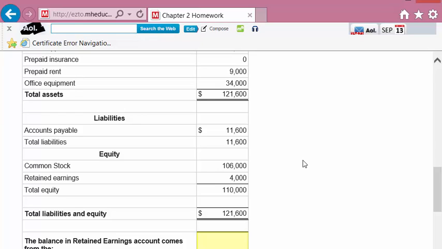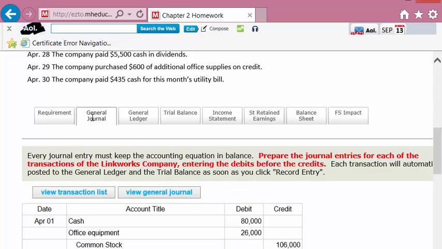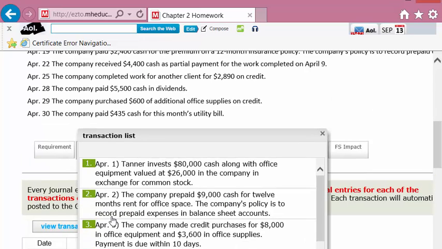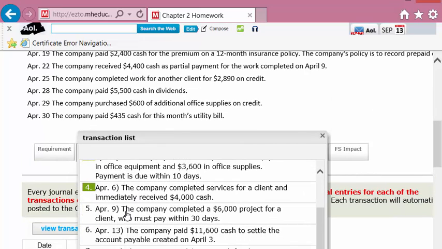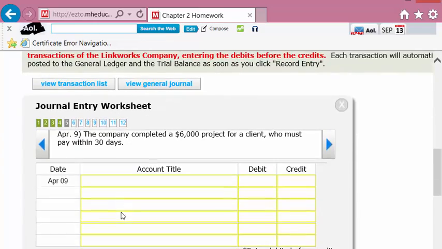Probably. Okay. So this one you're going to have to book the entry for accruing pension expense. Just kidding. Okay, so go ahead and let's take a look at the journal. Good. And go back to view transaction list. Okay. And we're going to do number 5 now, right? Sherry did 4 for us, so we can do 5 now. And come down. Good. And it says the company completed a $6,000 project for a client who must pay in 30 days.